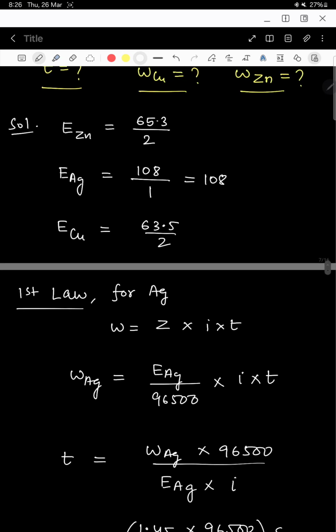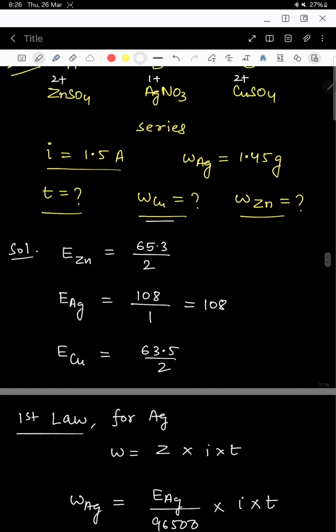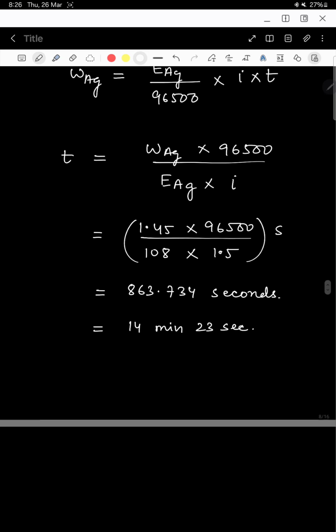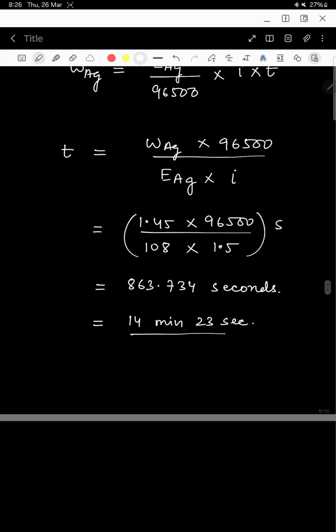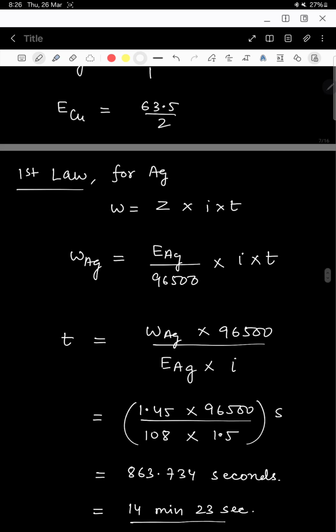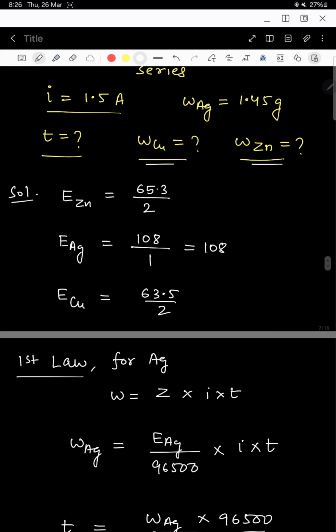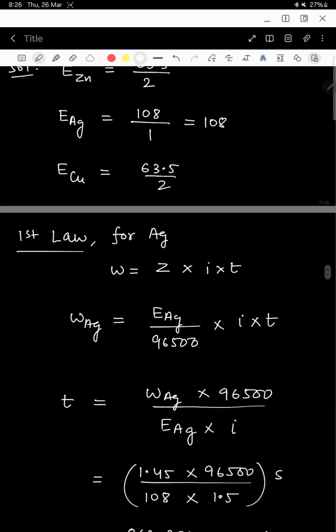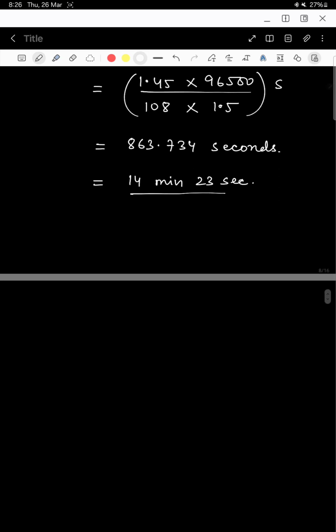Now coming to the second part, that is we need to calculate the mass of copper and mass of zinc also formed. So since you know the time, you can also apply the first law for both of them, copper and zinc, and from there you can calculate their masses that are going to get formed. It is not necessary that you use second law only. You can use the first law also to calculate these two masses, W equal to ZIT. You can apply that also, but I will solve it using the second law.